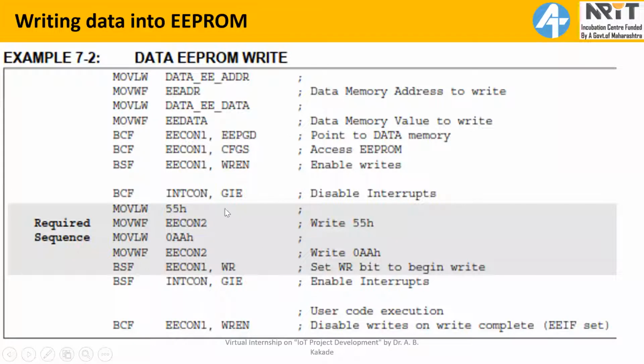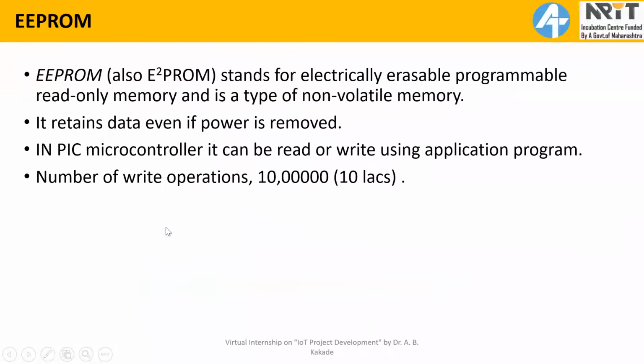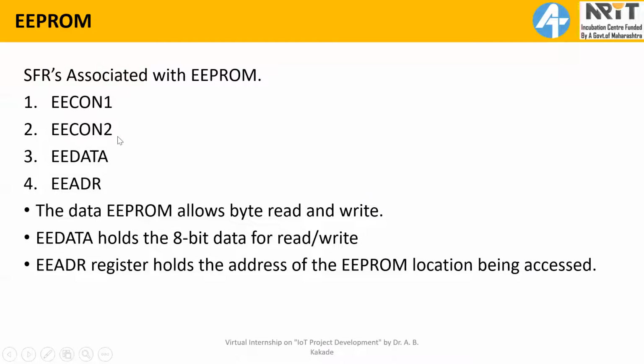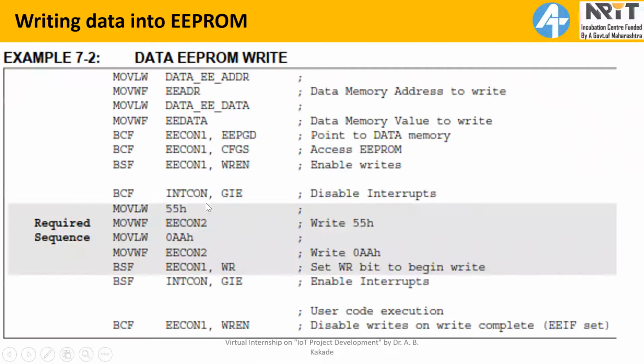I have shown here assembly code. I don't want to discuss assembly code here, but just one thing I want to highlight. The important thing is, I already said there is one register called EECON2. Let me show once again. This second control register, EECON2, is not a physical register. In this register, we are supposed to write first of all 55 hex. After that, AA hex. And after that, we must actually start the write operation. For a read operation, we need not do anything with the EECON2 register. But for a write operation, there is a proper sequence. So that sequence I will discuss.